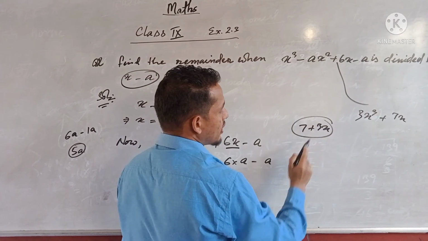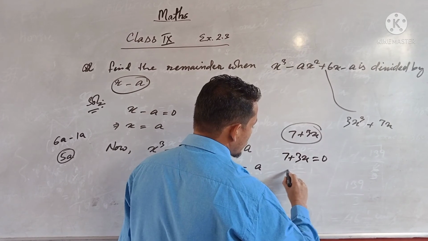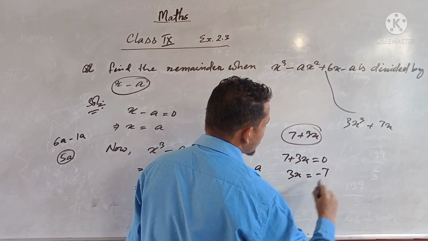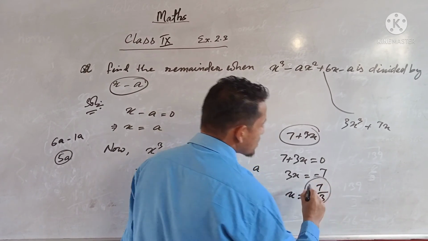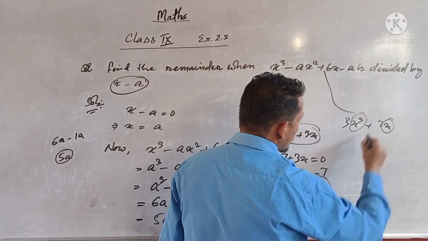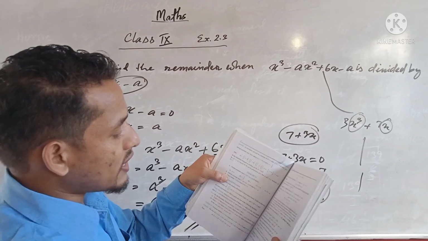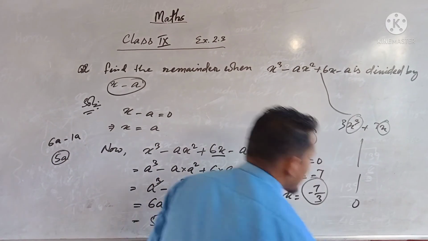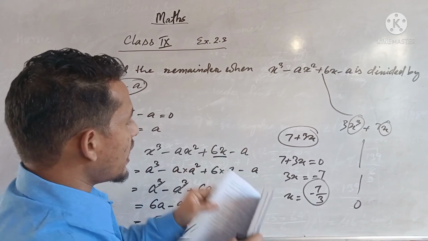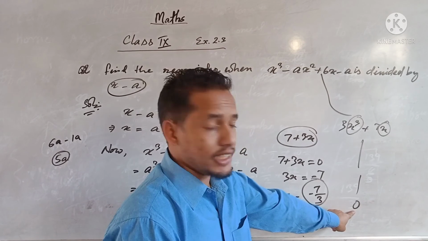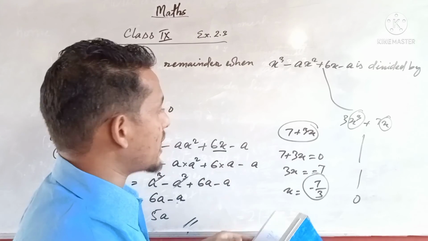Then what you will do? From here you will find the zero of the polynomial first. 7 plus 3x equals 0, that is 3x equals minus 7, x equals minus 7 by 3. And this value you will put instead of x here and you will just calculate it here. Then when you calculate, if you got the answer 0 at last, then you have to write yes, it is a factor. And if you got an answer other than 0, then you have to write no, it is not a factor. Only that much you have to do.